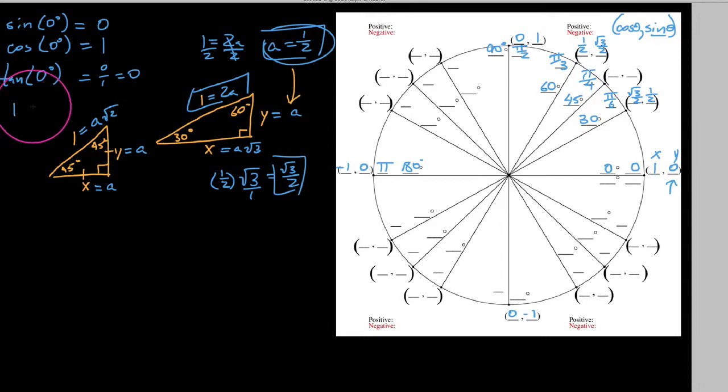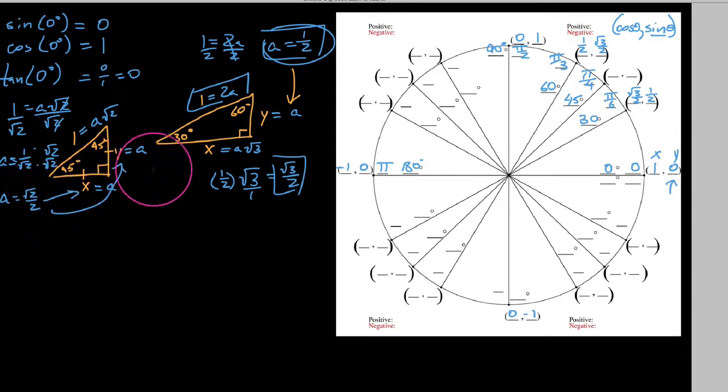So again, if 1 is equal to a root 2, then we could divide both sides of this by the square root of 2. And what I determine here is this. Then I get a equals 1 over the square root of 2, which, when we rationalize this, is equal to the square root of 2 over 2. So what that means is that our x value and our y value at this 45-degree angle are square root of 2 over 2 and square root of 2 over 2.